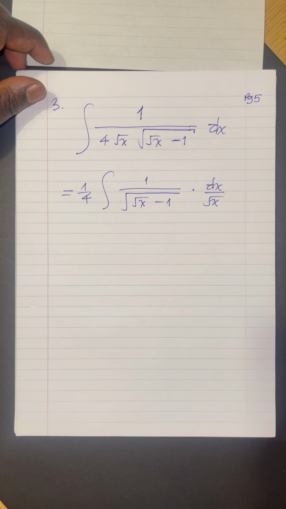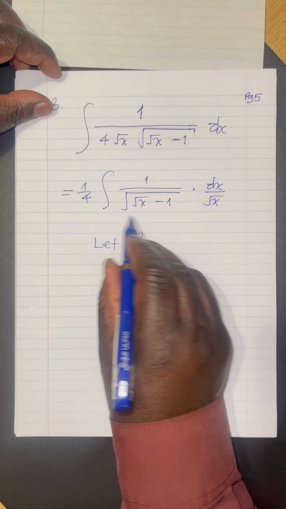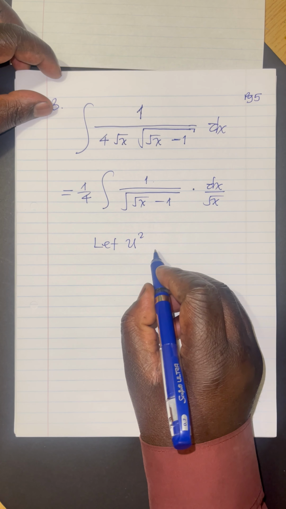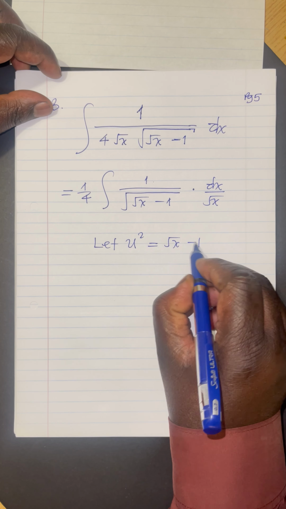Fantastic. Now I'm going to let u squared, because of that square sign, the big one, u squared be equal to square root of x minus 1.